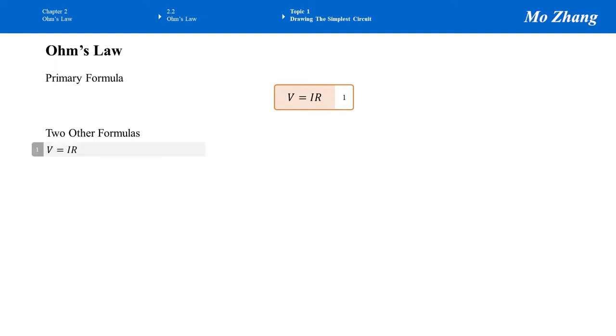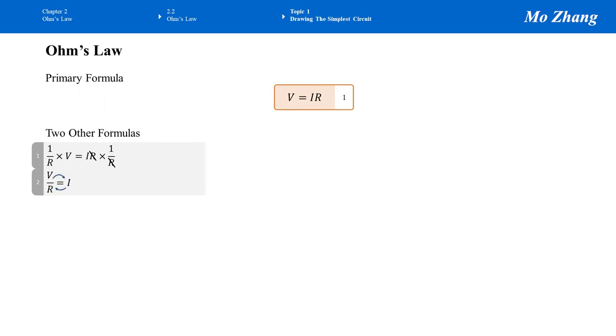From the Ohm's law formula, we know V equals I times R. If we divide both sides of the equation by R, on the right-hand side, that R and the denominator R cancel out. On the left-hand side of the equation is V over R. So the equation becomes V over R equals I.